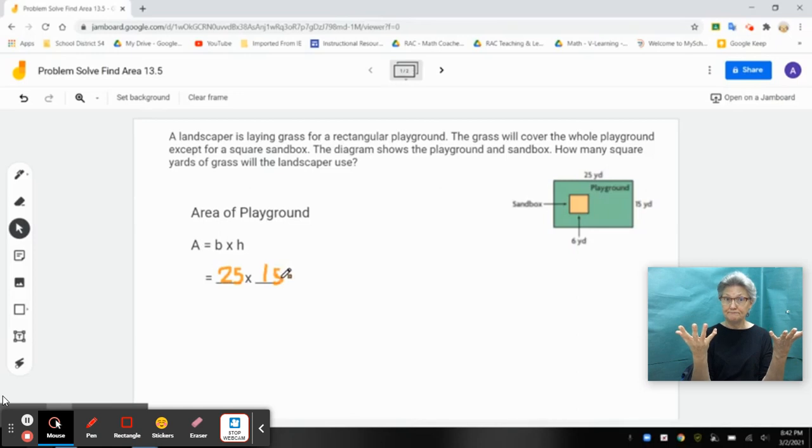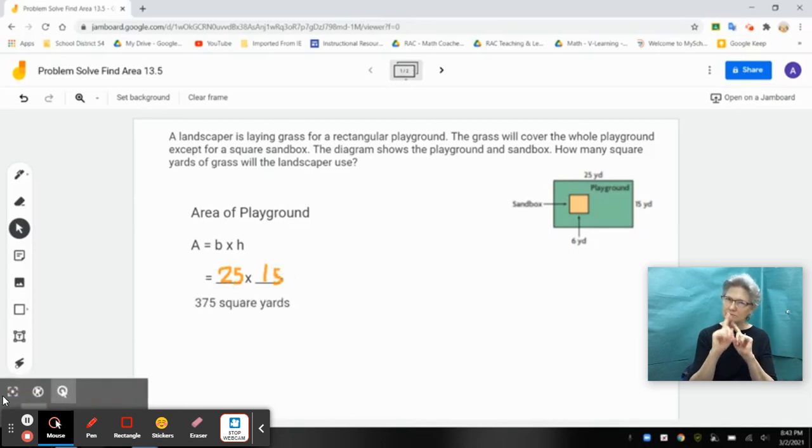Take a minute to pause your video, then come back and join me and let's see how we did. When I multiplied 25 times 15, I got 375 square yards. How about you? Great. Okay, so step 1, complete. Step 2, find the area of the sandbox.